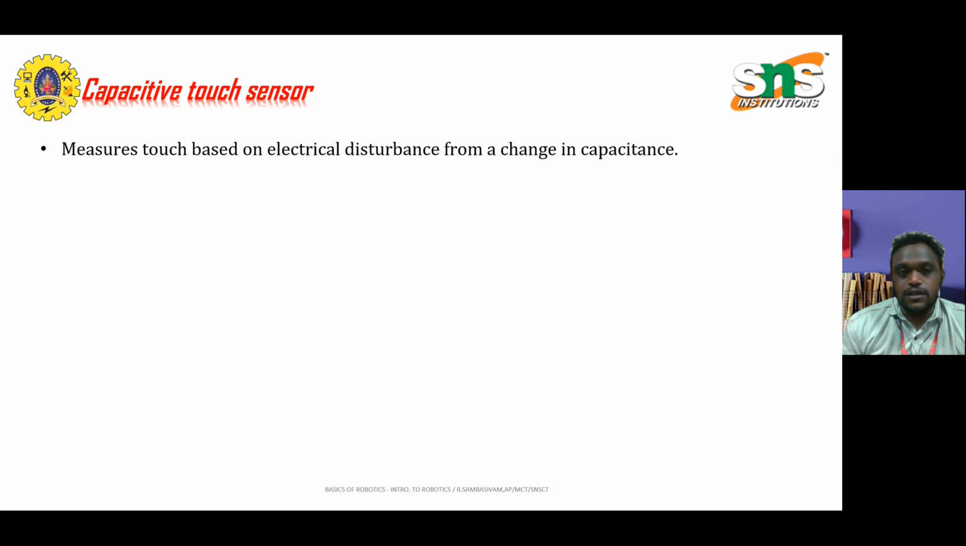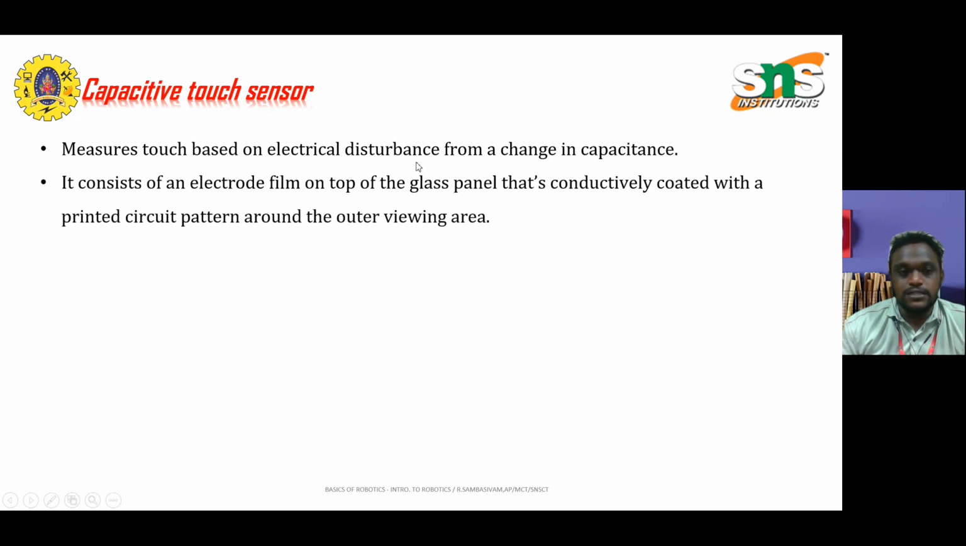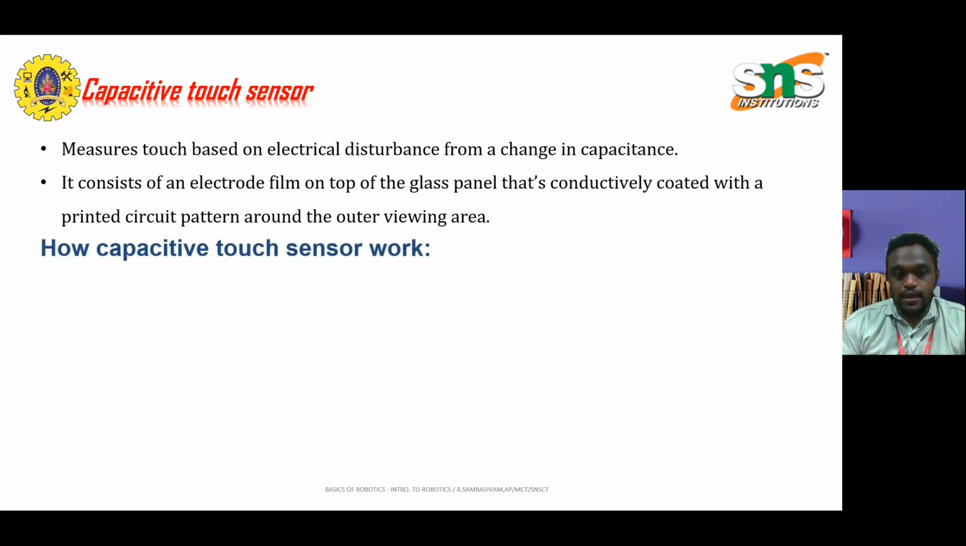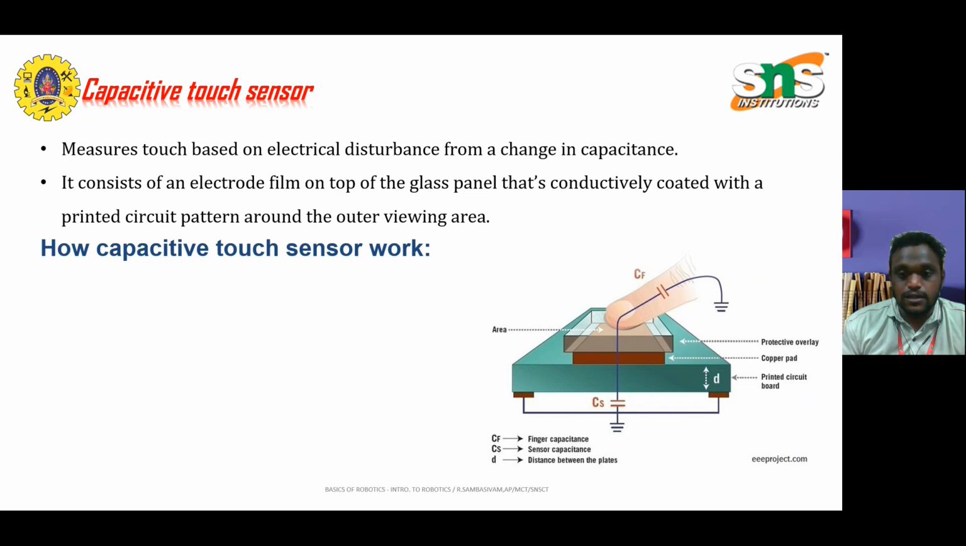As I said earlier, the capacitive sensor measures electrical disturbance from a change in capacitance. This is how it is done. It normally consists of electrode films on top of a glass panel, a conductor coated with a printed circuit within the viewing outer area. That is the basic definition and how capacitive touch sensors work. As in the picture we have seen, when the surrounding has been coated within the viewing area, the flow of current takes place.